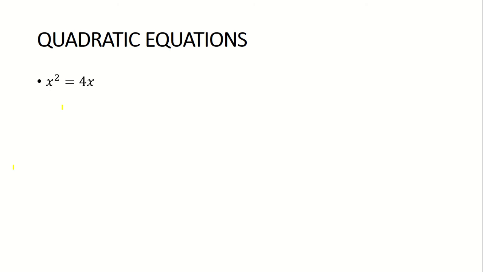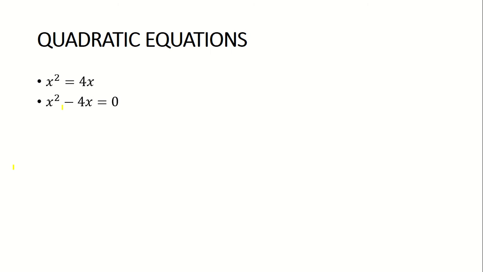Remember this 4x, when you transpose it to the left hand side, its sign will change. At the moment the sign of 4x is positive. Once you have transposed it, the sign will change from positive to negative. Now this is a quadratic equation, but how do you factorize this?